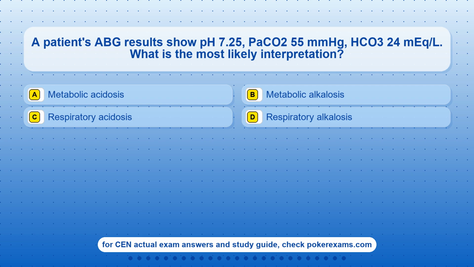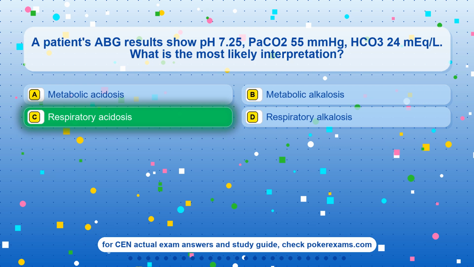Question 4. A patient's ABG results show pH 7.25, PaCO2 55 mmHg, HCO3 24 milliequivalent/L. What is the most likely interpretation? Option A. Metabolic acidosis. Option B. Metabolic alkalosis. Option C. Respiratory acidosis. Option D. Respiratory alkalosis.